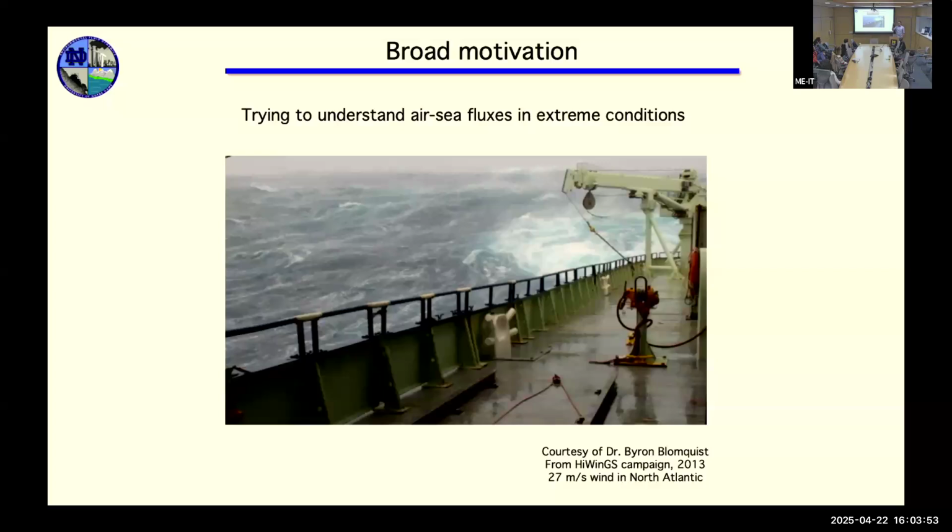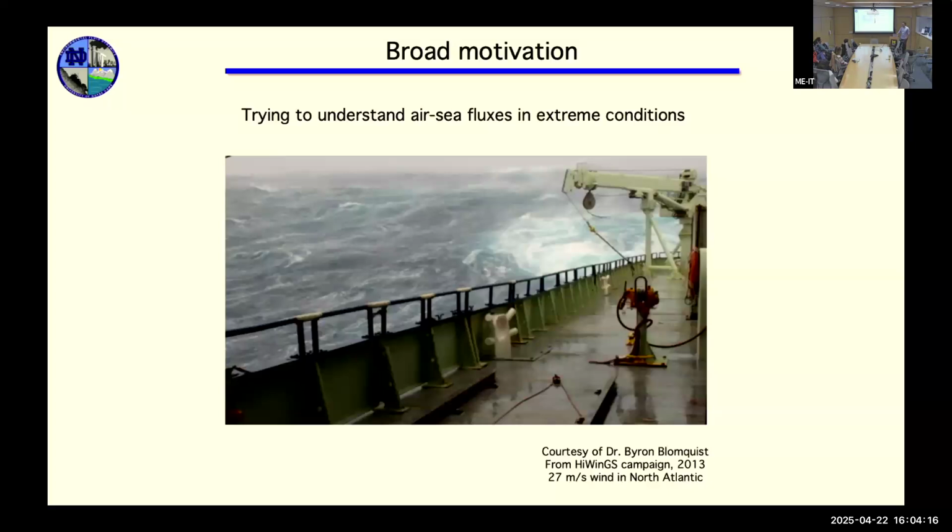And the question is how much momentum is being transferred, or how much drag is there at the surface? How much heat and moisture is being transferred? And then High Wings, I don't know what it stands for. I think the G stands for gas. This was about how much gas transfer is going on at the interface as well. And again, you start to run into questions about what do the bubbles and the spray do? What do the waves do? How do you model all of that?